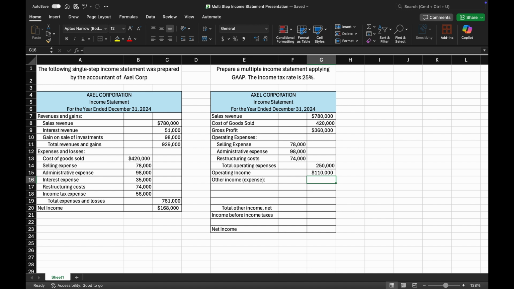Now we must do the other income and expenses section, and this is basically all the income and expenses that are not part of operating the business on a daily basis.